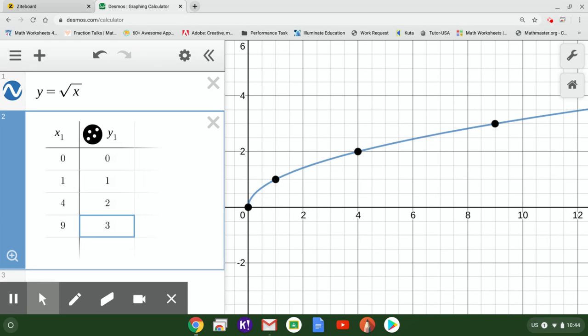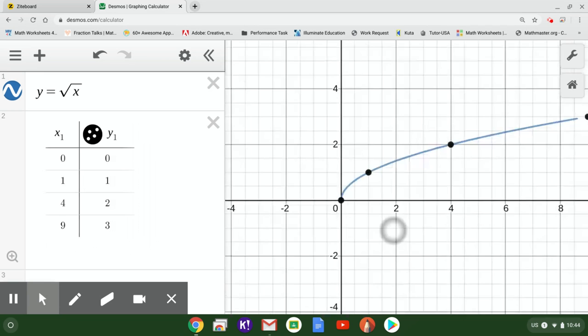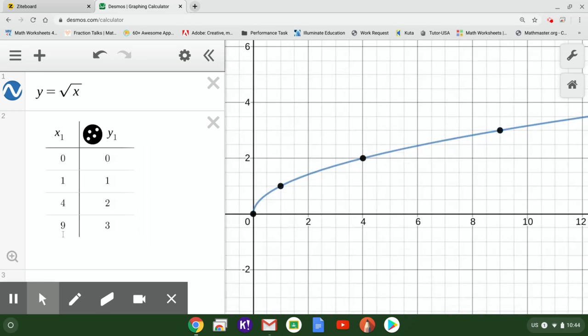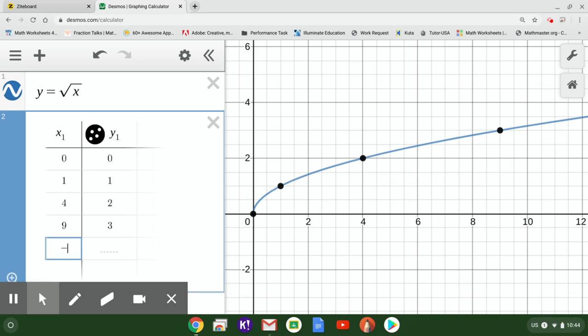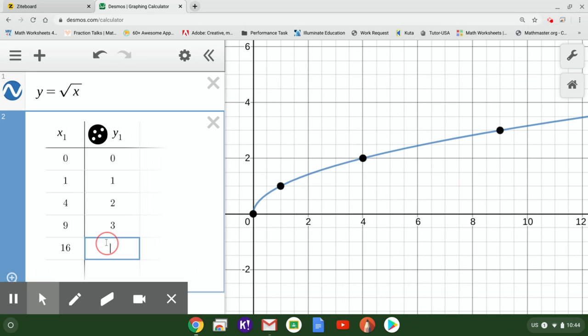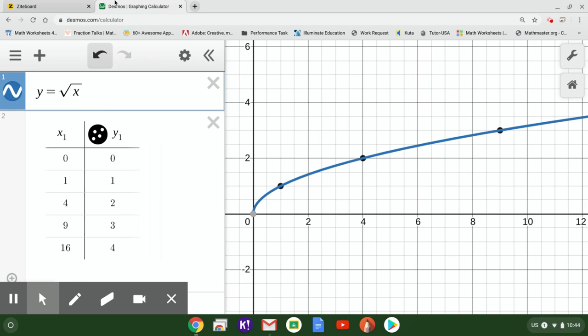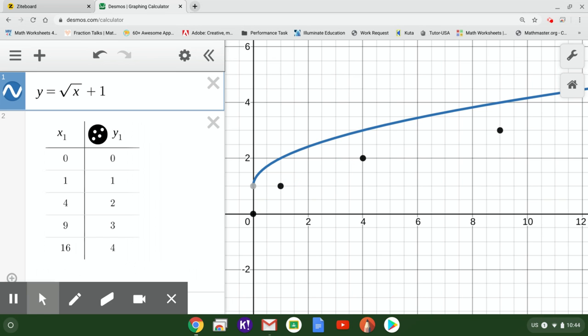And the reason why there's nothing over here on the negative side is because if you enter negative x's, there is no real square root for -9. There just isn't. You'd have to get into imaginary numbers. Then the square root of 16 is 4. So what you're doing is you're square rooting everything. So if you were to add 1, like with problem number 1, you're shifting it up 1.